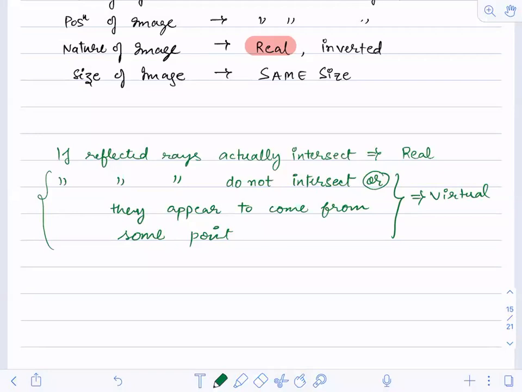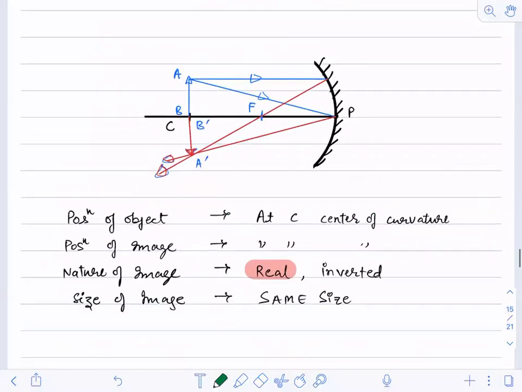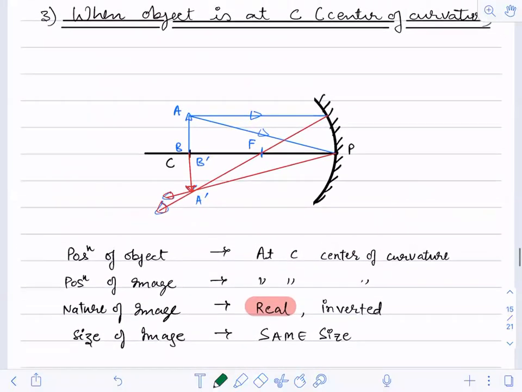Okay, up to 5 cases, two more cases are there which are real. After that the sixth case will be virtual. There you'll understand. Again I'll show you that case. So for now just see this diagram, this case. When the object is kept at the center of curvature, in front of you I have drawn the ray diagram of the image formation. Then we have the position of the object at C, then the image position, nature of the image, and the size of the image.